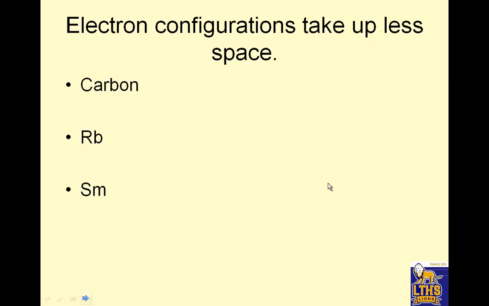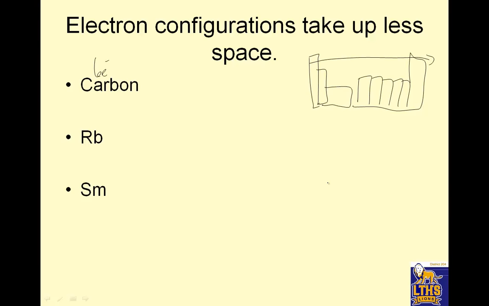Electron configurations take up less space, so we don't need to do the orbital diagram for it. What we're going to do is look at the periodic table as we do this. Carbon on the periodic table has 6 electrons. So I'm going to start at the top. First row, s block, 2 electrons. Second row, s block, 2 electrons. Still on the second row, p block, 2 electrons.